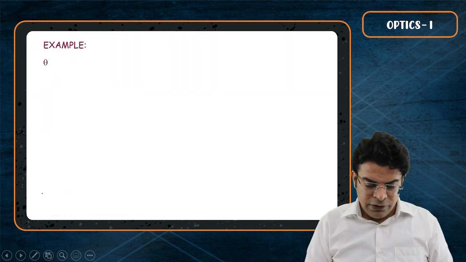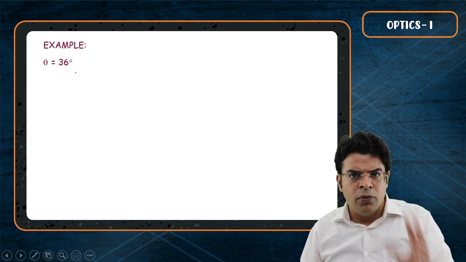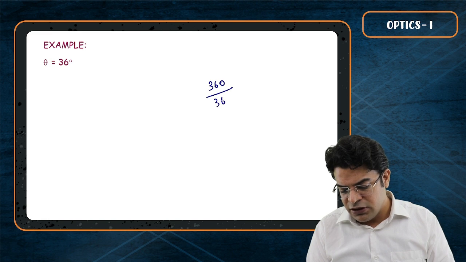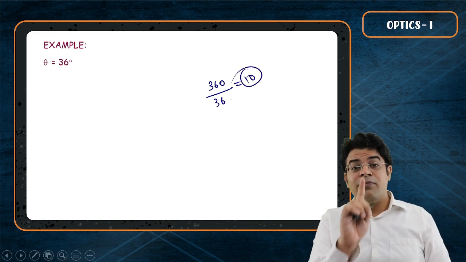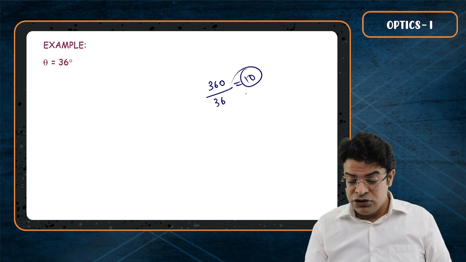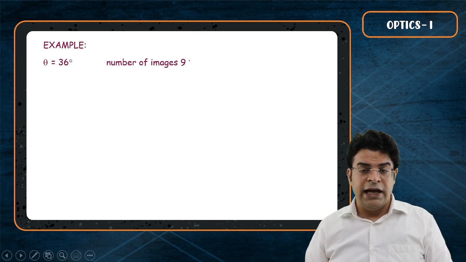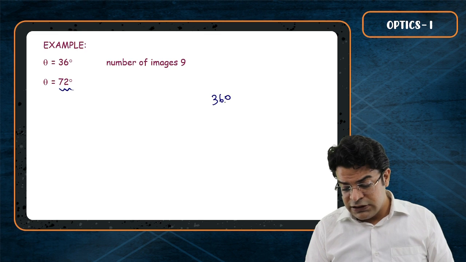So the first example, let's say beta, theta is 36 degree. Now how many images will be formed? Your first job is to find 360 by theta. So you will say 360 by 36, that is 10. It's an even integer. If you get even integer, then the number of images is m minus 1. Since your m came out to be 10, you will say that the number of images is 10 minus 1, which is 9.